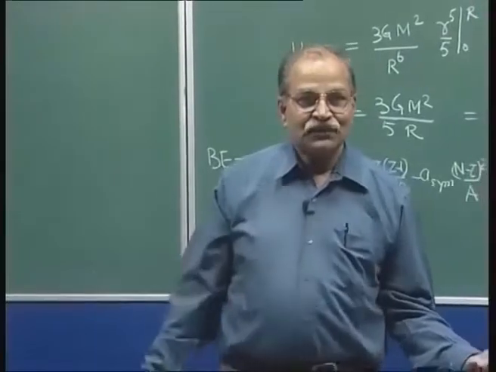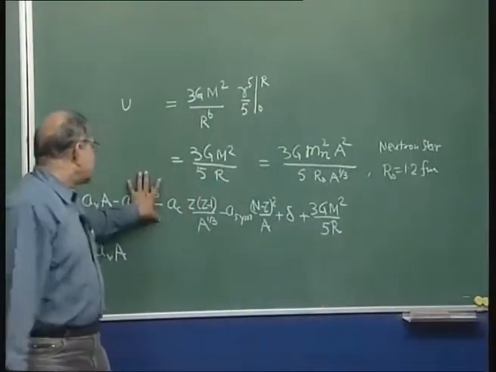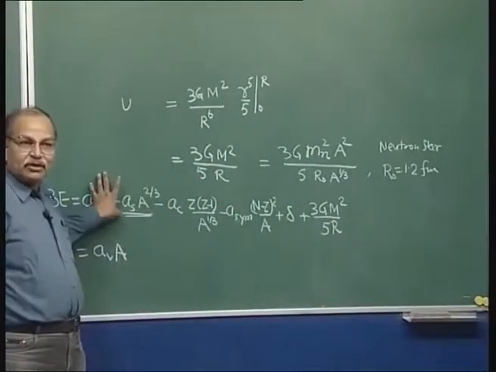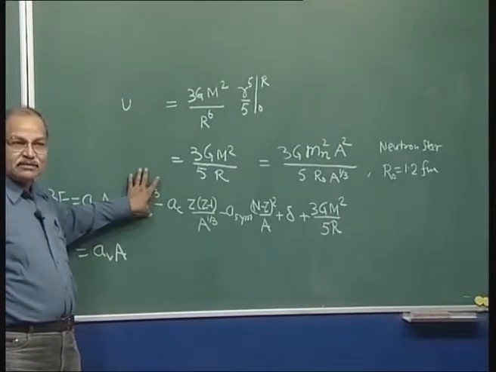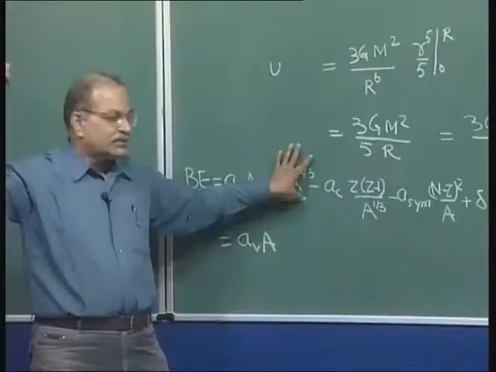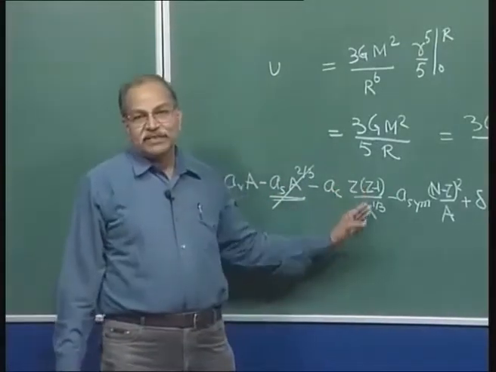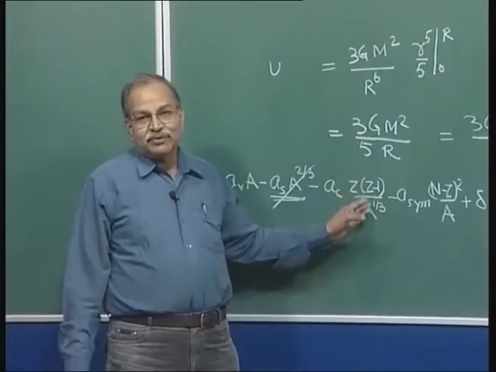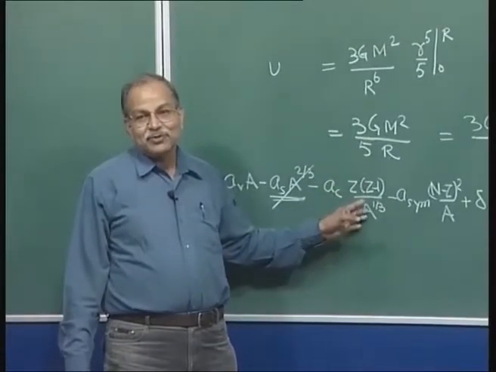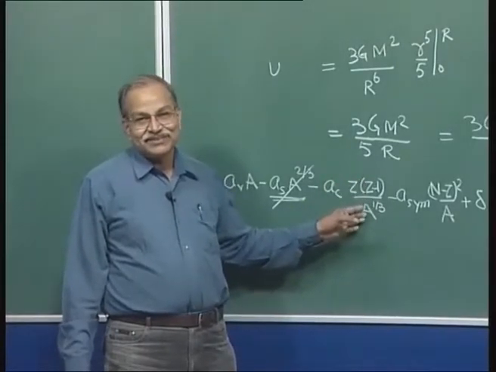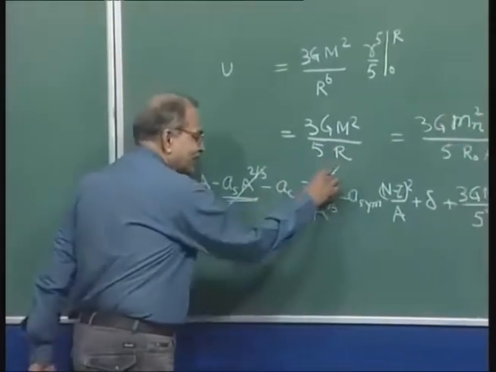So, this surface term let us neglect as compared to the volume term, because the object is likely to be very, very large. So, this we will neglect. This is coming from Coulomb potential energy, interaction between protons. If there are no protons, so this also we neglect.